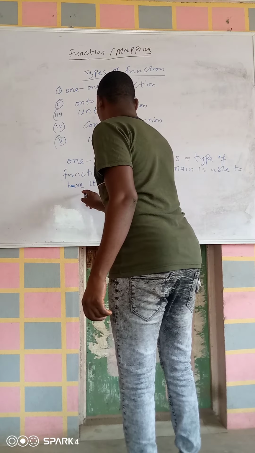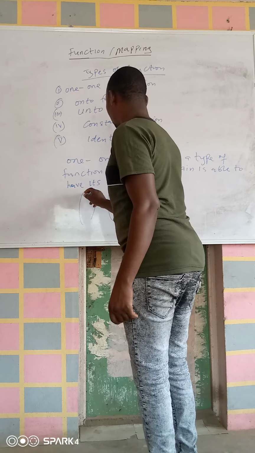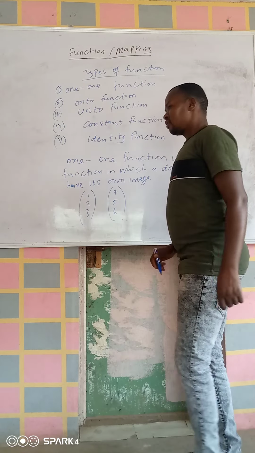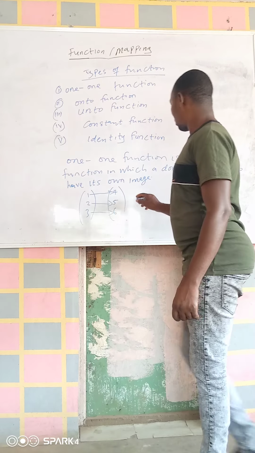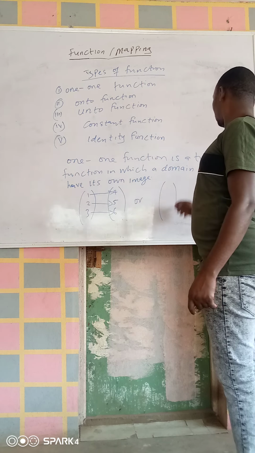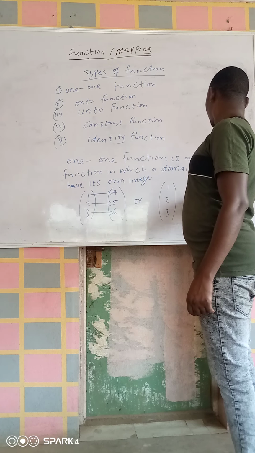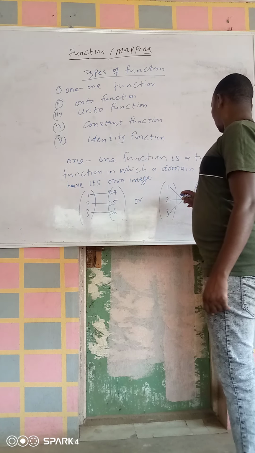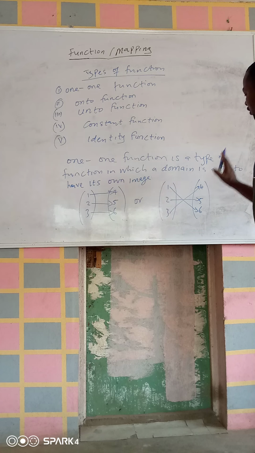For example, we can have this using an arrow diagram. We have 1, 2, 3, 4, 5, 6. Look at this. We're able to see that this one pairs with this one, pairs with this one, pairs with this. Or we can have in this situation 1, 2, 3, 4, 5, 6. So we have this, we have this. Even if they cross each other, provided everybody has its own image.